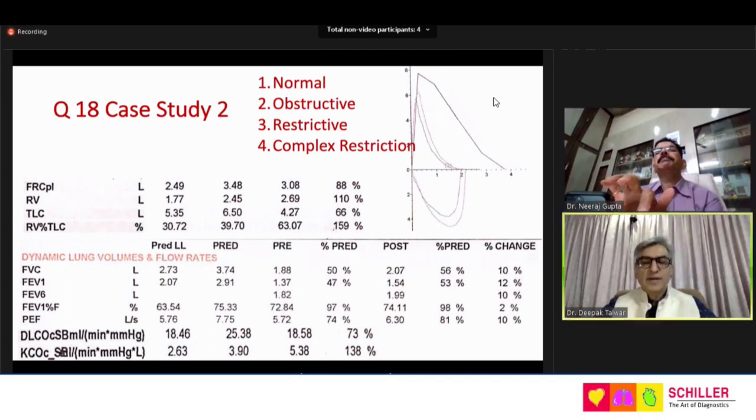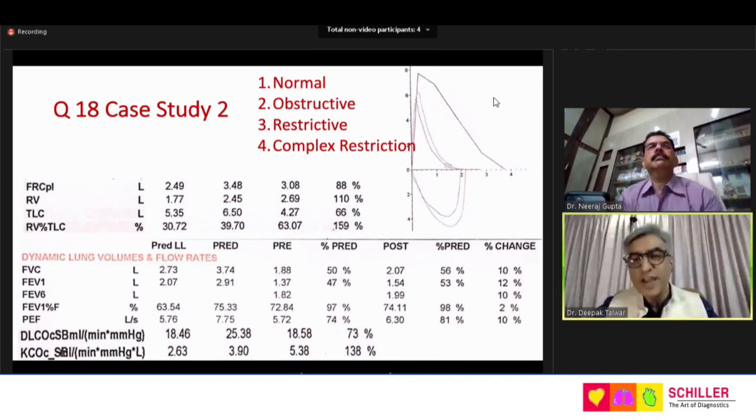Okay. So I think Neeraj has made it very clear that this is a restrictive defect. There is no doubt about it. The only thing is, along with restriction, is there any obstructive defect or not? And he again showed you, because see, TLC 66%. That means restriction is there. There is no doubt about it. Never confuse all these things when you first look at the TLC. If TLC is low, restriction is there. Now on top of restriction, whether it is a mixed defect with obstruction or not, you start looking for other things. You have seen the FEV1 over FVC ratio, which is coming to 72.84 in absolute terms. You look at the reversibility, which is borderline, not doing good. RV-TLC ratio, which is 159%, very high.